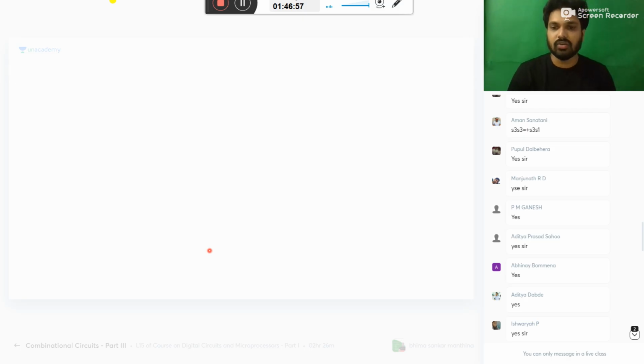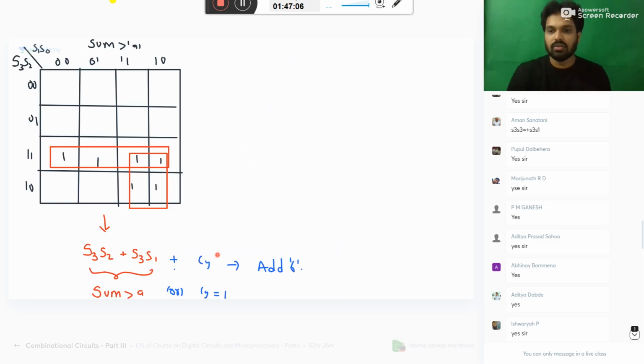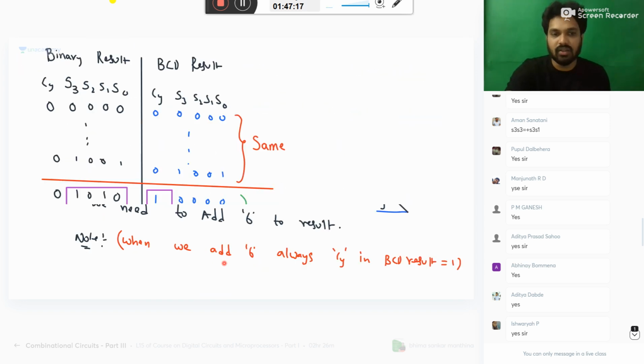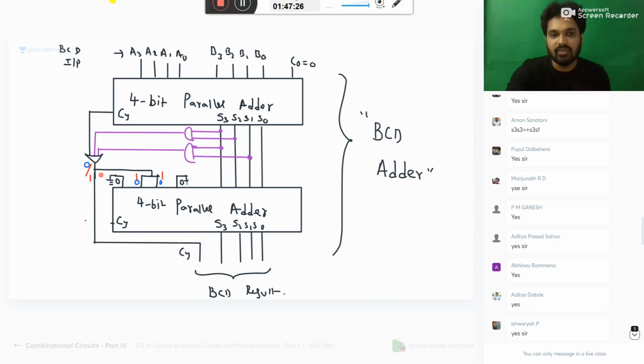How did you take the carry? This one. Whenever you are adding 6, this is 1. That is your carry. I already told you, whenever you add 6, every time take 1. When you add 6, carry 1; don't add 6, carry 0. That's what I meant. When I add 6, carry will be 1. Not adding 6, no. Okay, fine.